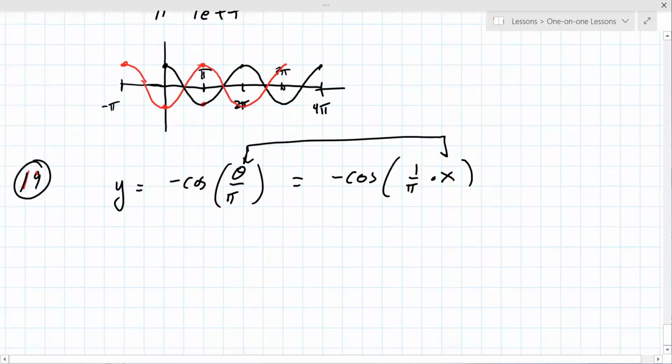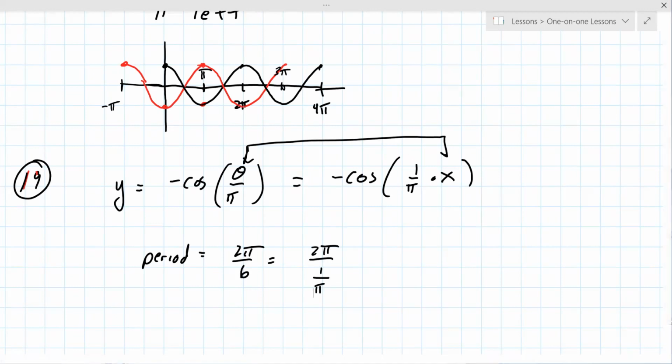The reason is because the period is 2 pi over b. B in this case is 1 over pi. So this is 2 pi over 1 over pi. Is this really right? I guess it is. I mean, this is weird. This isn't usually the way it's done. So this becomes 2 pi squared as your period.